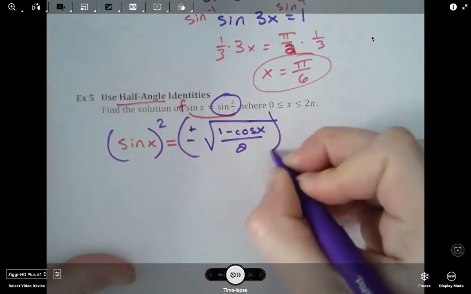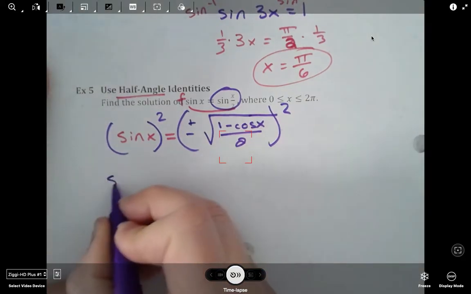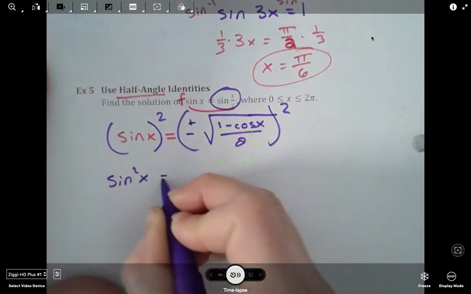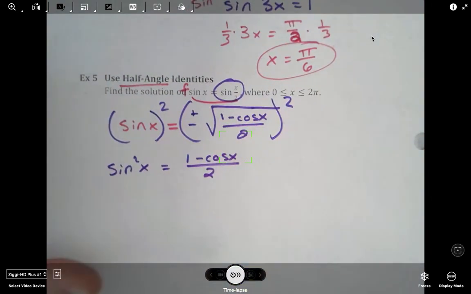Now, here's where the plus and minus goes away. If I take a positive number and I square it, it's going to be positive. If I take a negative number and I square it, it's going to be positive. So the plus and minus really doesn't mean anything in that case, right? I've just got sine squared x equals 1 minus cosine x over 2.